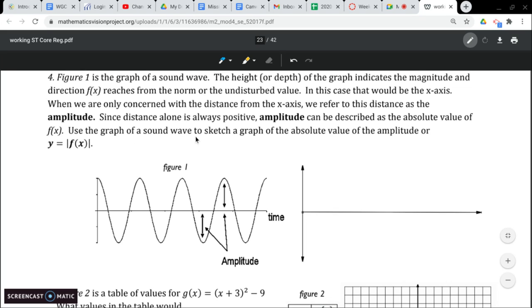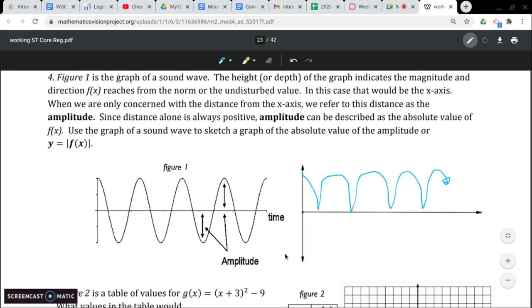Use the graph of a sound wave to sketch the graph of the absolute value of the amplitude, or y equals the absolute value of f of x. So that means everywhere that we have all these downward points here are going to be up now. So everything is going to be up above the undisturbed value, or the x-axis. So rough sketch of this, but it's going to come down and then right back up, and down and right back up, and so on and so forth.